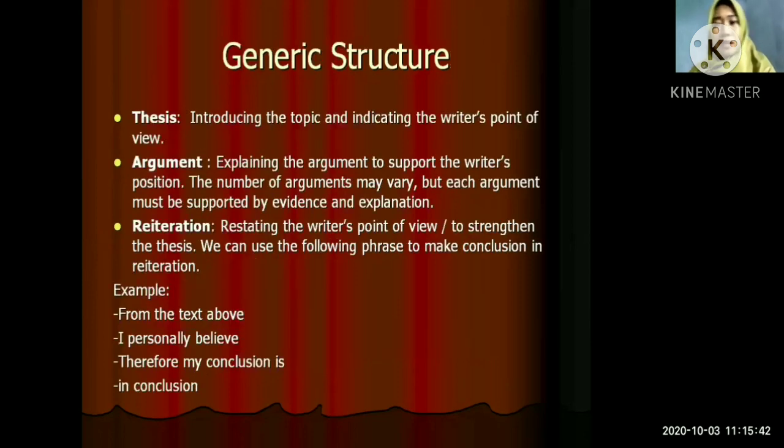The generic structure of analytical exposition texts are: the first, thesis, introducing the topic and indicating the writer's point of view. Second, arguments, explaining the arguments to support the writer's position. The number of arguments may vary, but each argument must be supported by evidence and explanation.